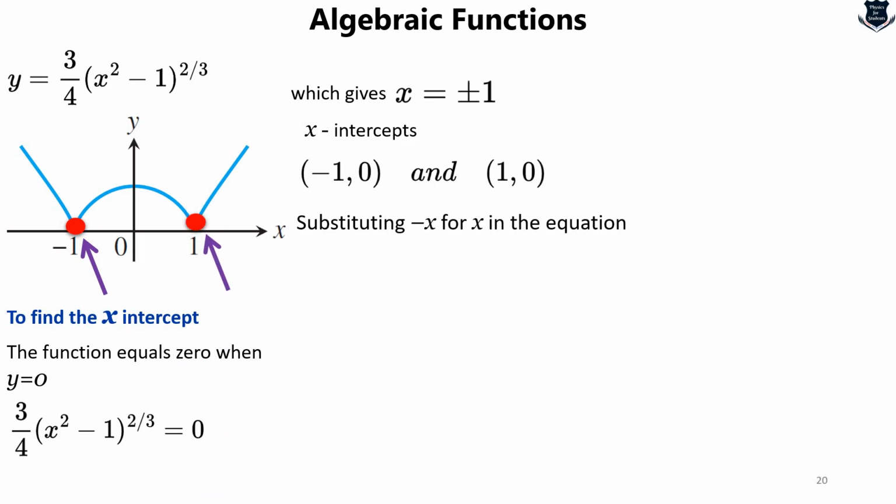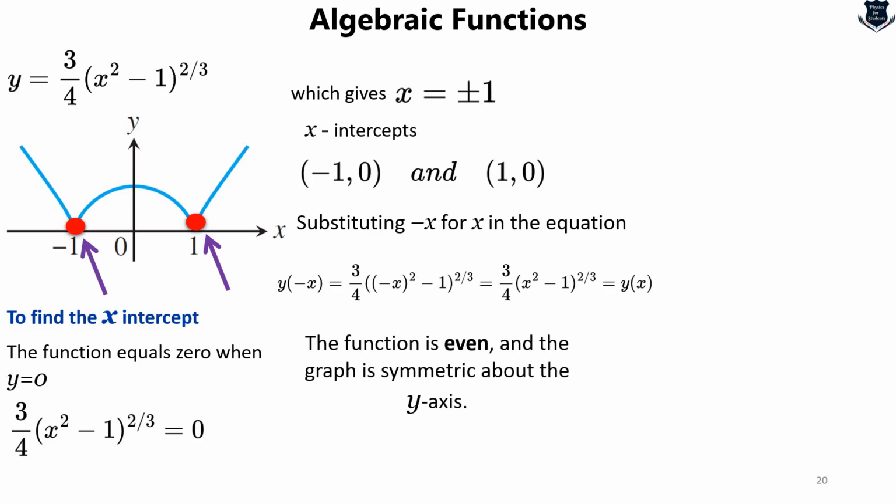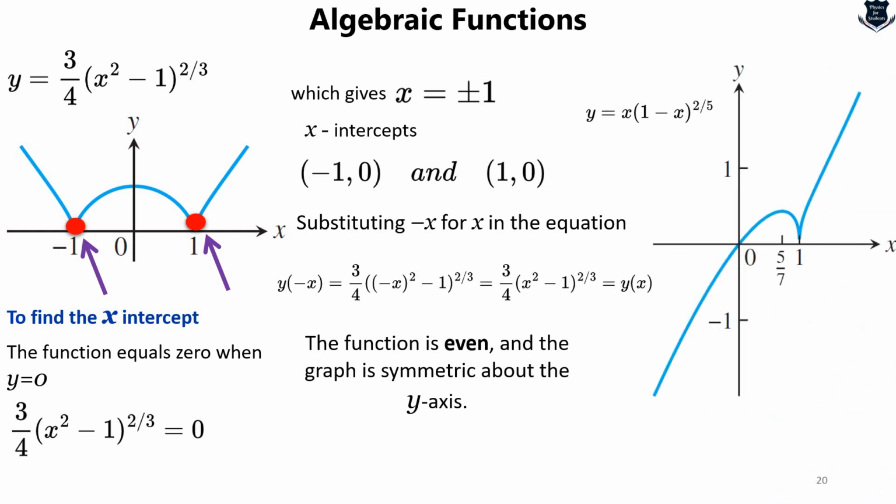And if I substitute minus x for x, that means I'm just taking the value of minus x and substituting for x, I get the same value. And this means that the function is even and the graph is symmetric about the y-axis. A similar kind of thing we can find out about this kind of graph.